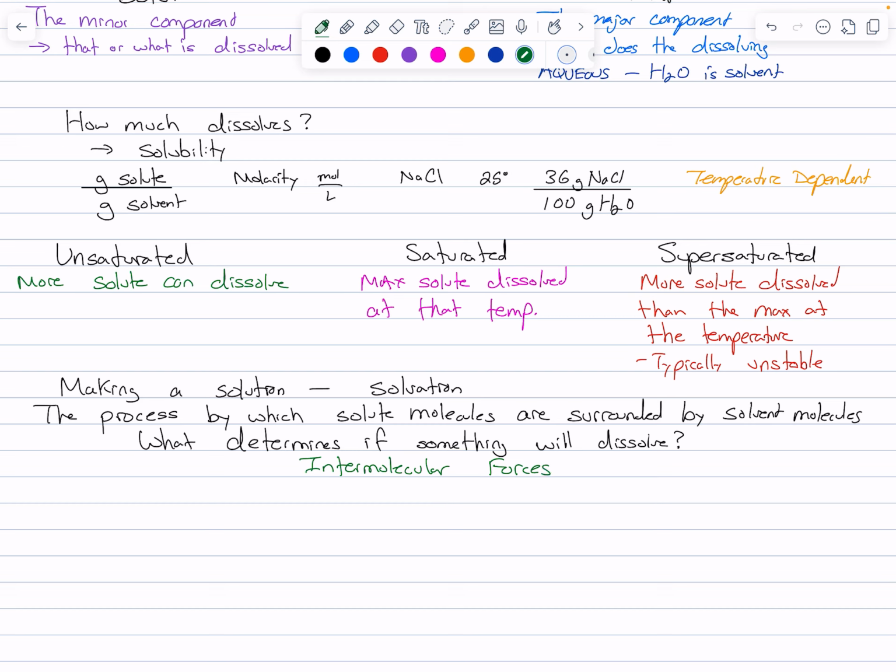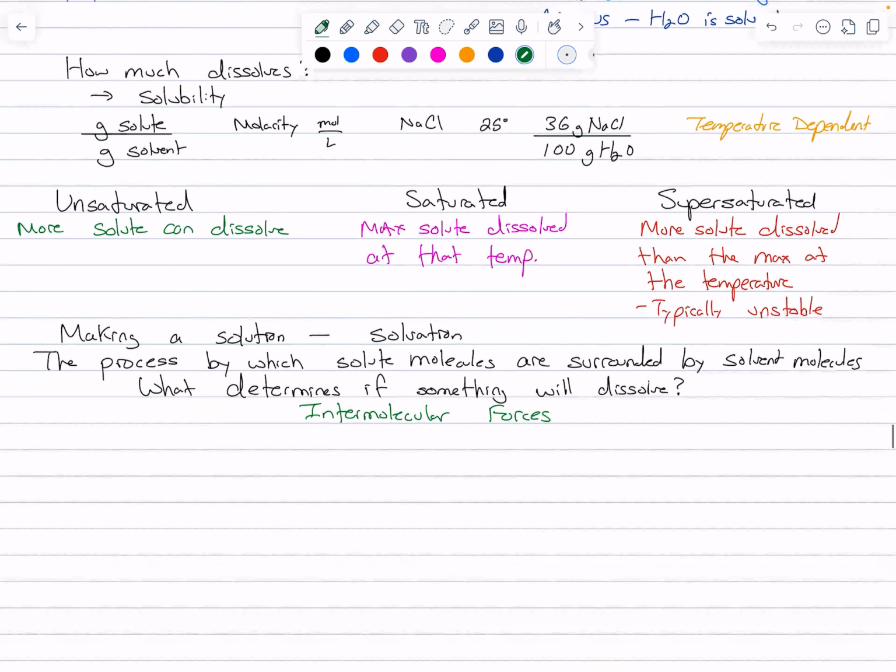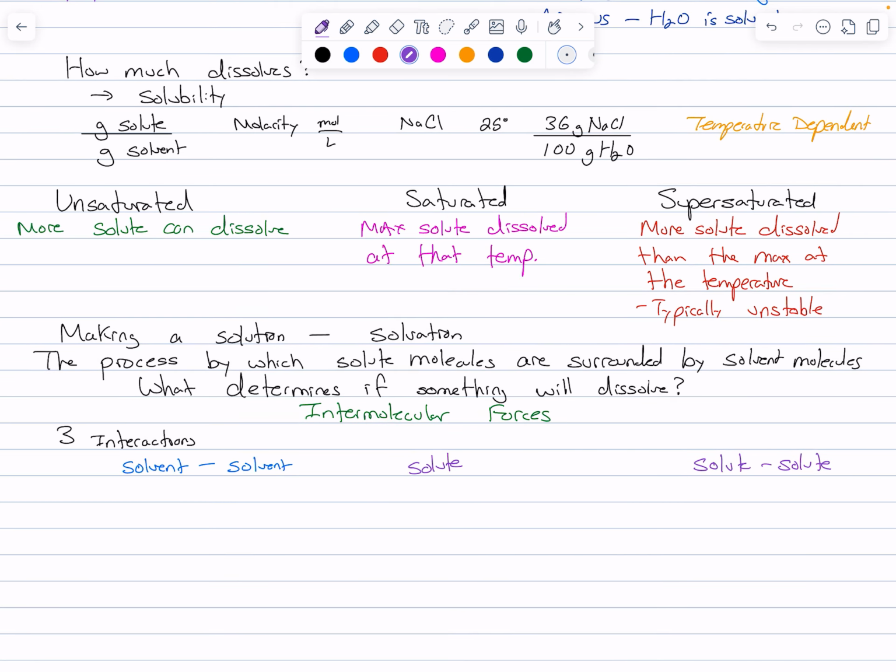What are the three interactions? Right? So when we have, there's three interactions. Right? We have the solvent has intermolecular forces with the solvent. The solute has intermolecular forces with the solute, whatever they are. And then the solute can have intermolecular forces and interaction with the solvent. Right? So there's three interactions. Okay?